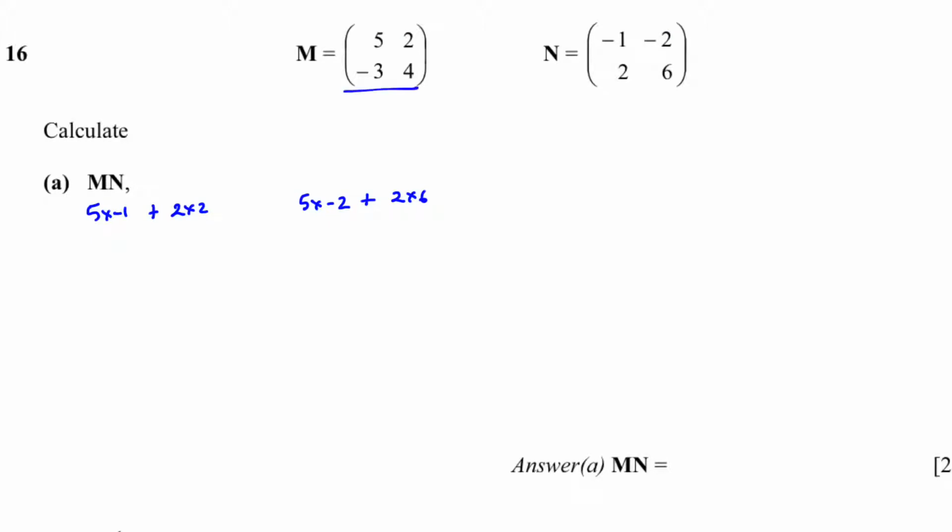Next we are going to use -3 and 4 with -1 and 2. So -3 times -1 plus 4 times 2. And then we are going to use this line, -2 and 6. So -3 times -2 plus 4 times 6.